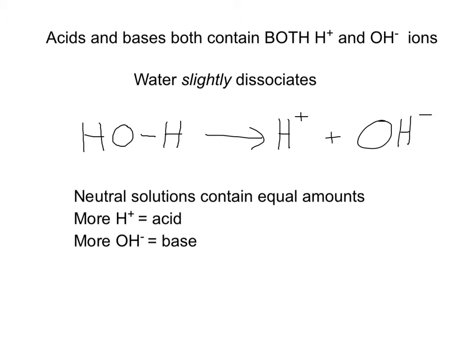A solution is considered acidic if the concentration of the hydrogen ion is greater than the concentration of the hydroxide ion. A solution is considered basic if the concentration of the hydroxide ion is greater than the concentration of the hydrogen ion. If the concentrations are equal, the solution is neutral.